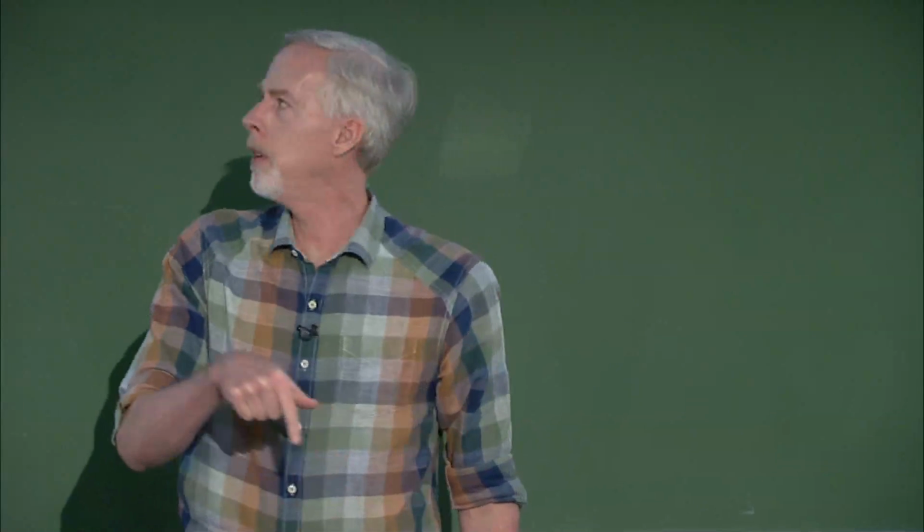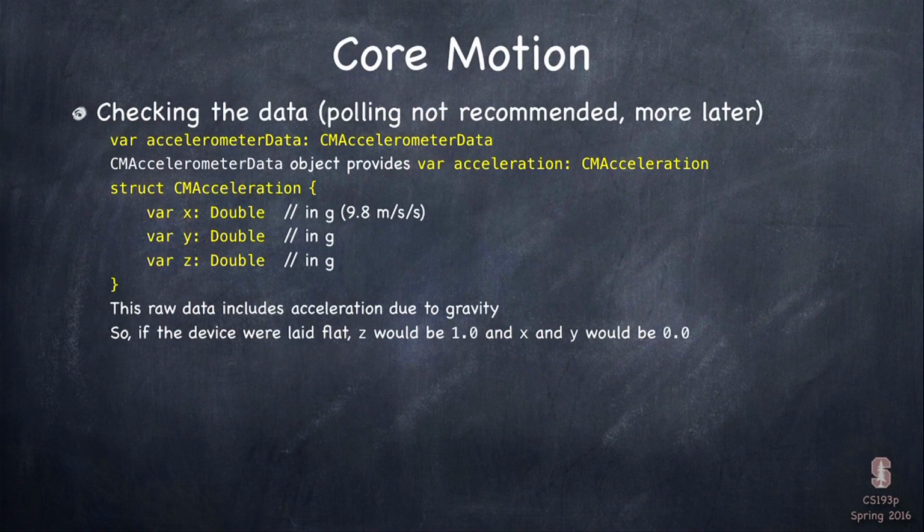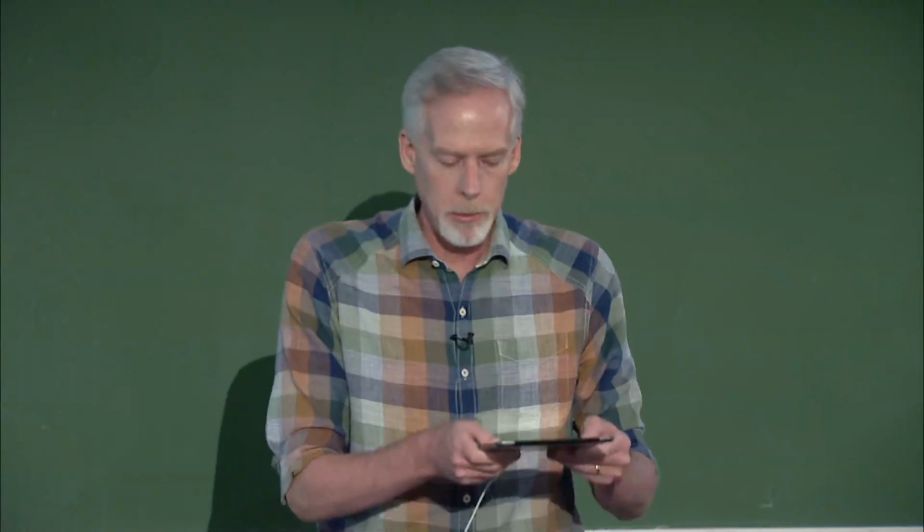So if I put this on a table, what do you think the Z value would be? 1.0. Why 1.0? Because X, Y, and Z here are in G. Everyone knows what G is, right? 9.8 meters per second squared. So Z would be 1G if I set it right there, because the acceleration due to gravity is operating on it. And it does tell you the acceleration due to gravity, in addition to the acceleration due to the user moving the thing around, acceleration going all over the place. But the acceleration due to gravity also counts. So that would be X and Y 0, Z 1.0.